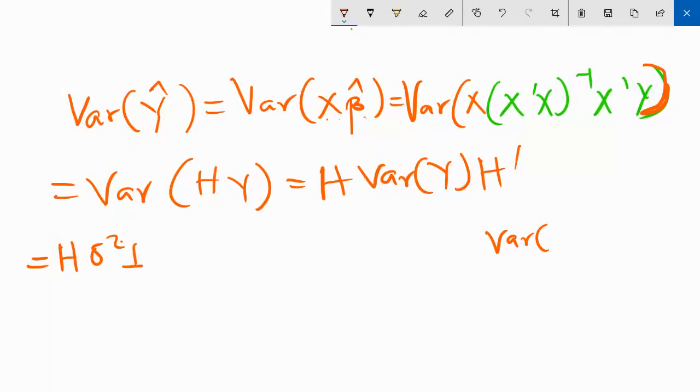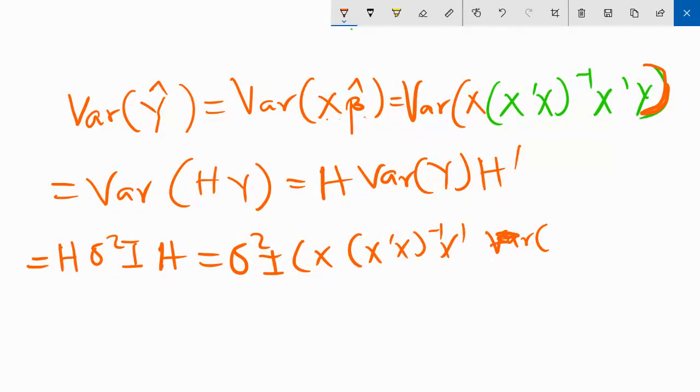We can also write sigma squared. Then H transpose, which we can also change to be H. Then let's change H. H is equal to what? Let's take it back: X into that. So this is the same as sigma squared X.